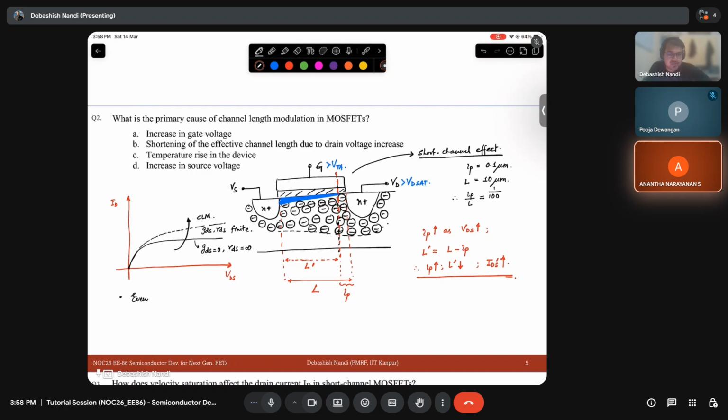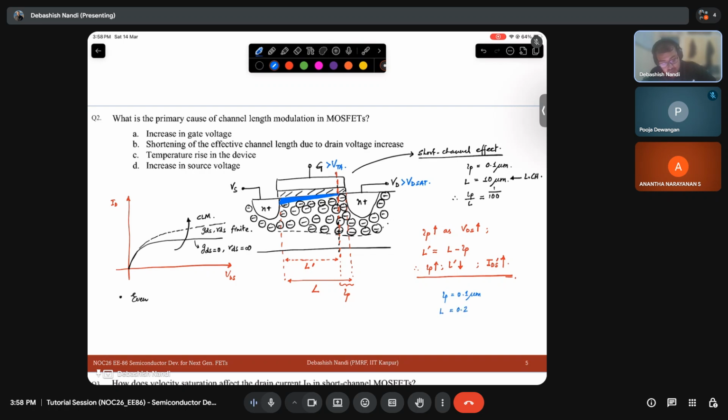So this is called a long channel device. So how much will the percentage change of channel length be? Around 1%, right? That we can ignore. But now assume your LP is 0.1 micrometer and your L is, let's say, 180 nanometer, or 0.18 micrometer. Then what about that?